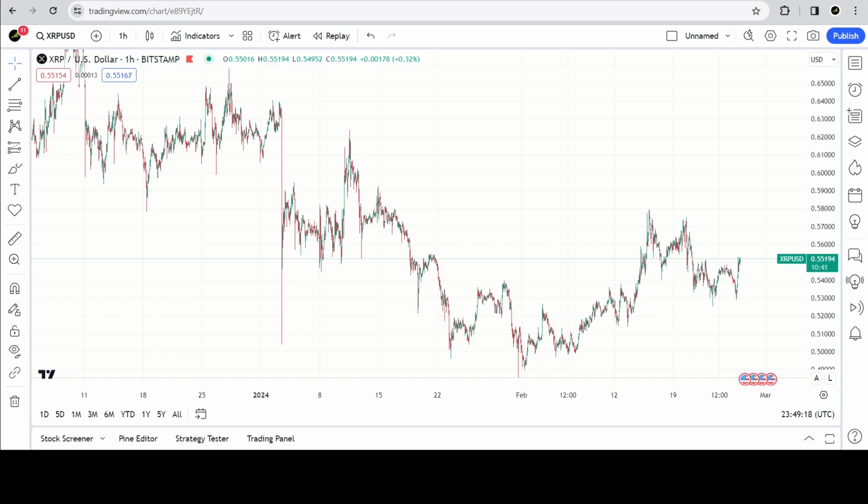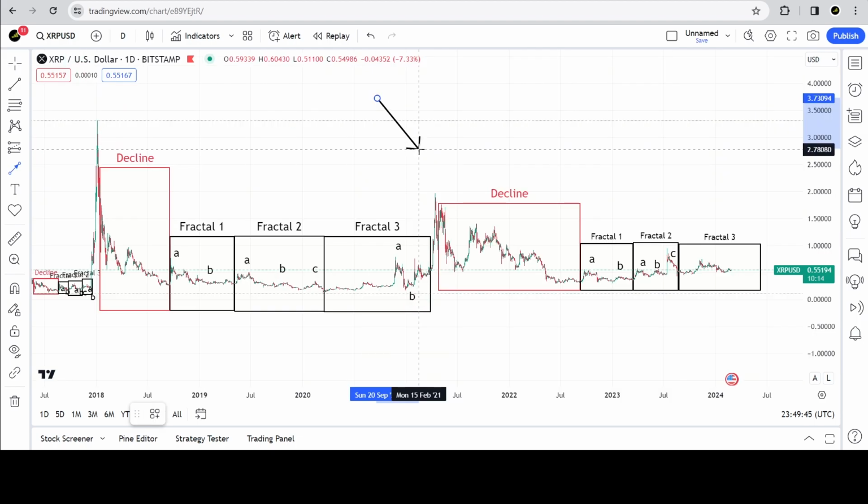So in this video, I'm going to talk about XRP, what it's doing, where it's going, and I'm going to talk about the setup that I believe is taking place that leads to the Great Fakeout. So let's get started. To begin with, this is the macro structure that XRP follows.